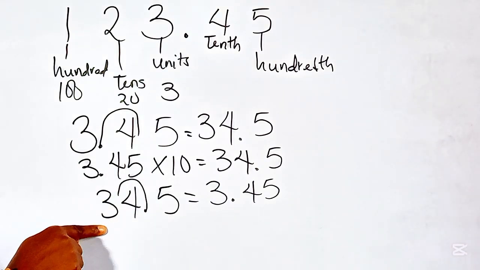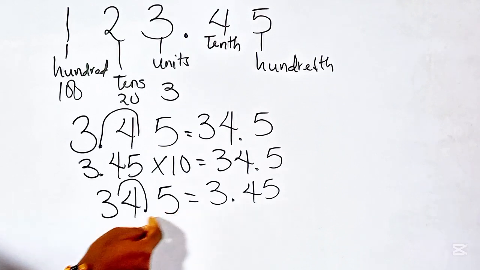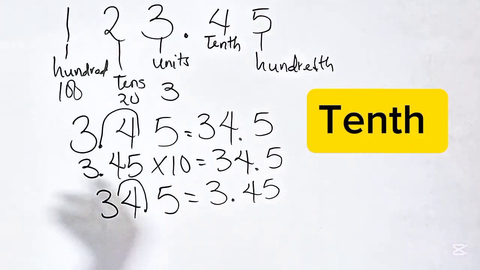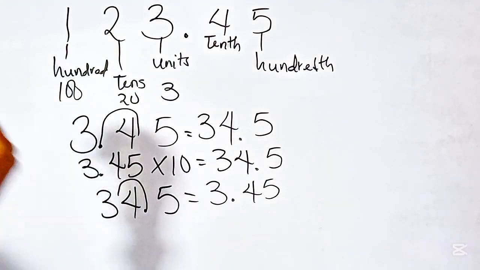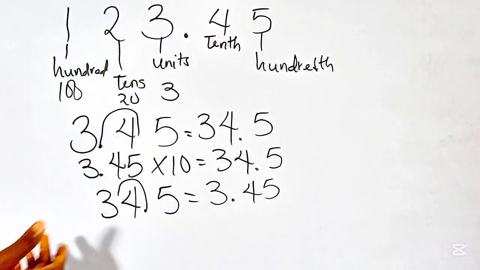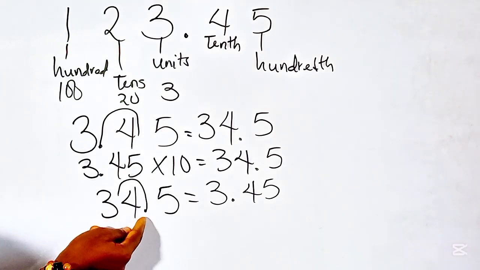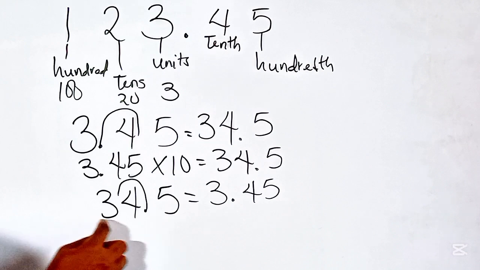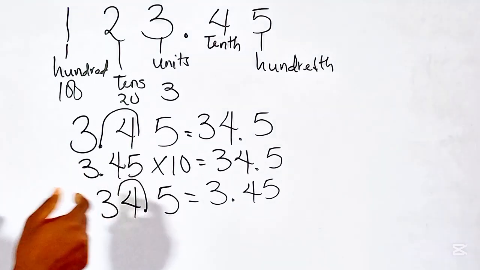Now, what do you observe? The 3 that was in the tens place is now in the unit place, and the 4 that was in the unit place is now in the tenths place, meaning that the value is now 10 times smaller than the way it was. So what it means in essence is that moving the decimal point one place to the left is like dividing the entire number by 10.